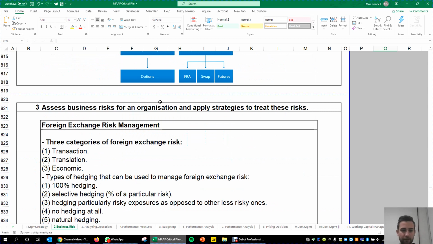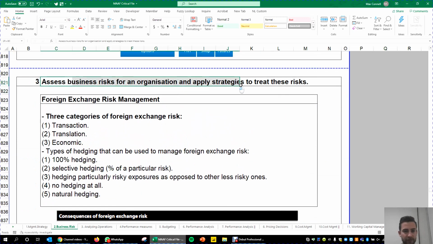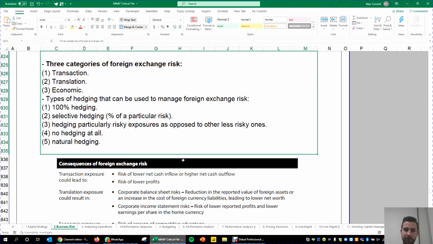Okay, so let's move on to assess business risks for an organization and apply strategies to treat these risks. So foreign exchange risk management. So let's talk about foreign exchange. There are 3 categories of foreign exchange risks: number 1 is transaction, number 2 is translation, number 3 is economic. And as before, there are 5 different ways of hedging: 100%, selective, choosing risky ones over non-risky ones, no hedging, or natural hedging.